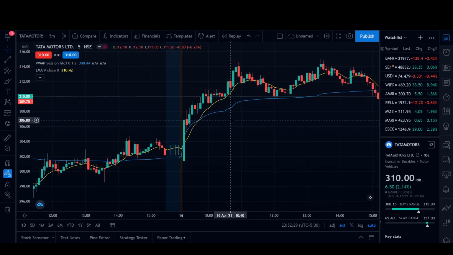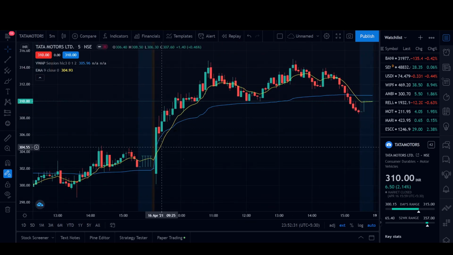It was a VWAP EMA crossover strategy. Let me take you through the trading strategy again. VWAP provides support and resistance to the stock, and the EMA provides a signal to enter. And you're supposed to never enter on the first two candlesticks. I'll give you an example why.